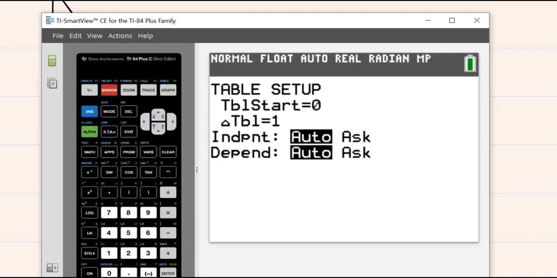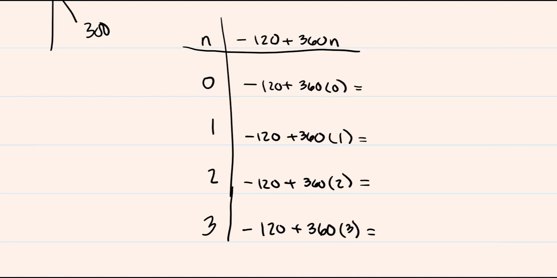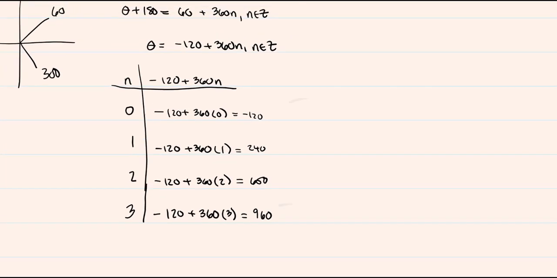Got that all set, then hit the second and a graph key to go into our table of values, and these will be the values that we write down to make sure our arithmetic is on point. So we got negative 120, 240, and 600. So negative 120, 240, 600, I believe the other one, well, we can just add 360 to that, so that would be 960. All right, so these are the values right here, but I got to look.